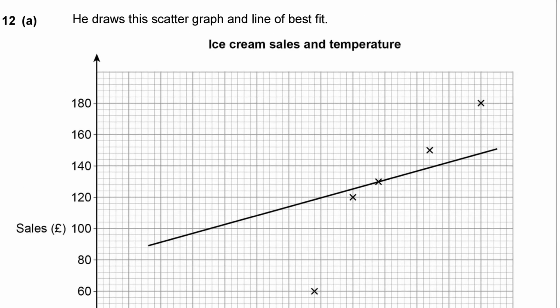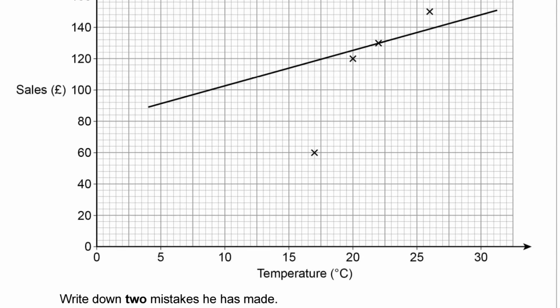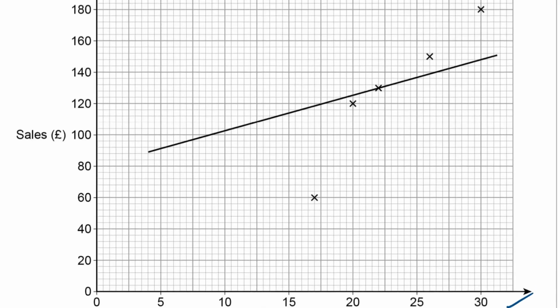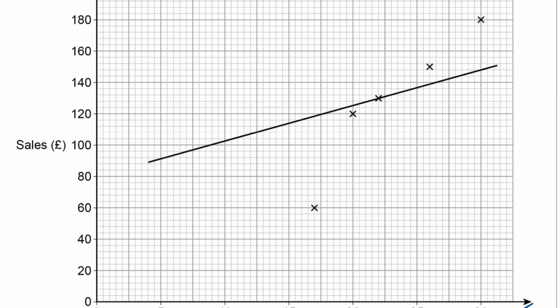So first off, let's check the scales. He's written those out nicely. So he's got temperature on the bottom. Is that going up in even increments? 0, 5, 10, 15, 20, 25, 30. Yep, that is fine. What about this way? Sales. Is that going up in even increments? 0, 2, 4, 6, 8, 10, 12, 14, 16. Yeah, that seems to be fine as well. Always worth checking the axes first.